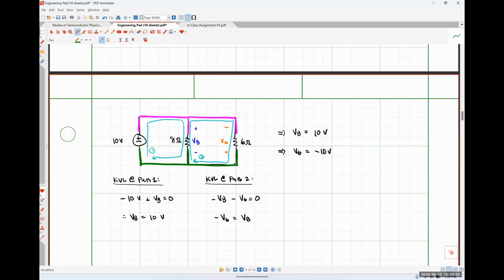All right. Any other questions or comments about Kirchhoff's voltage law before we move along to Kirchhoff's current law? All righty.